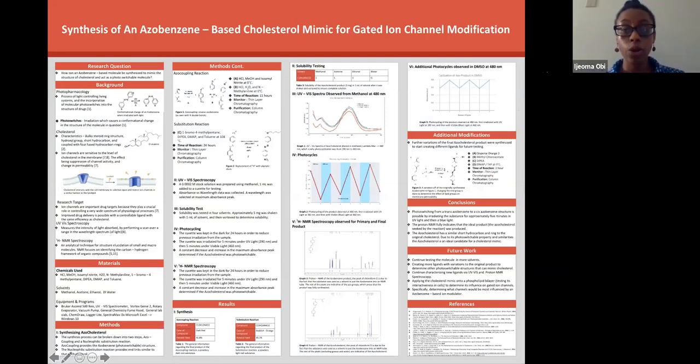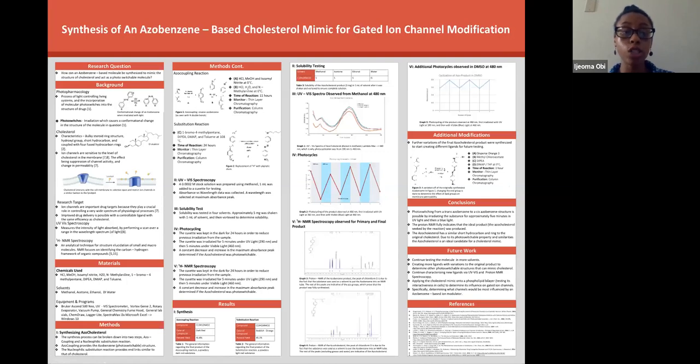I'm from the Bangor High School STEM Academy, and my project is the synthesis of an azobenzene-based cholesterol mimic for gated ion channel modification. So the research question here was, how can an azobenzene-based molecule be synthesized to mimic the structure of cholesterol? And the reason why this is of great interest is because of pharmacy and photopharmacology.